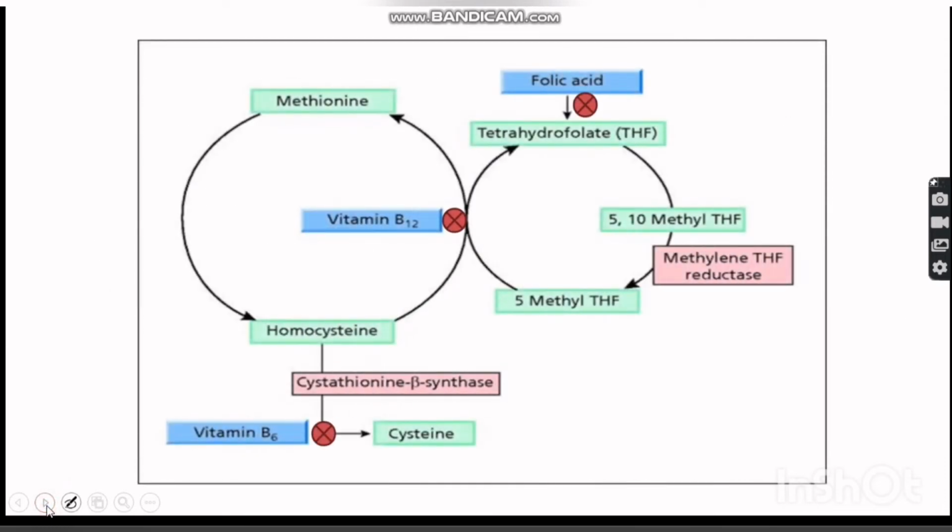So this is another pathway that shows how homocysteine produces methionine, and methionine produces homocysteine, and the defects: if this pathway is not working properly, if the enzyme is not working properly, then what happens? The homocysteine level will increase. Cystathionine beta synthase is not working properly. Homocysteine will not be converted into methionine. Okay? If vitamin B12 is not working properly, then this enzyme, methionine synthase, will not work properly. Homocysteine will not be converted into methionine.